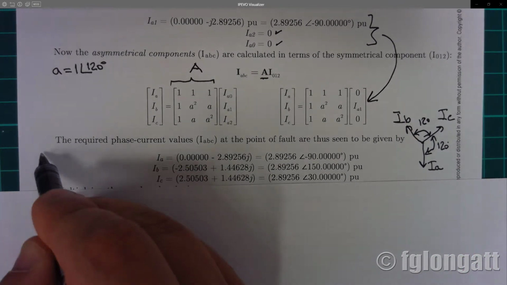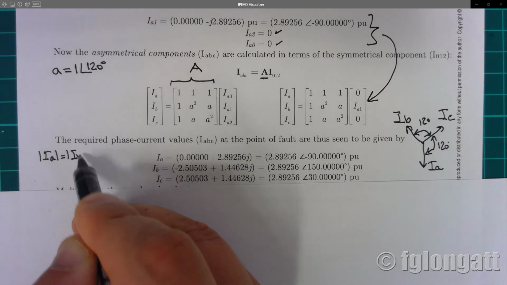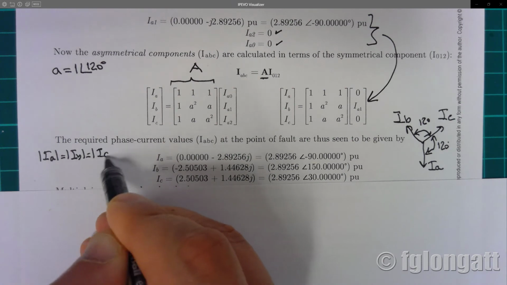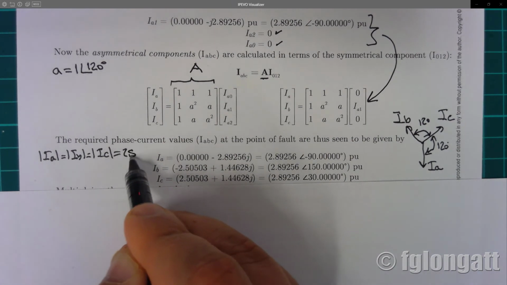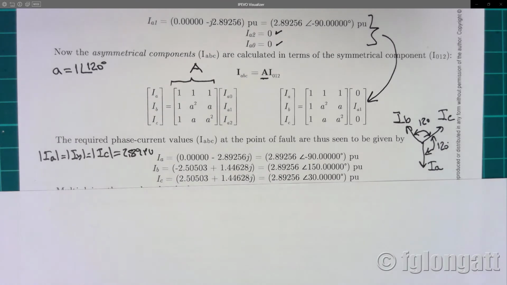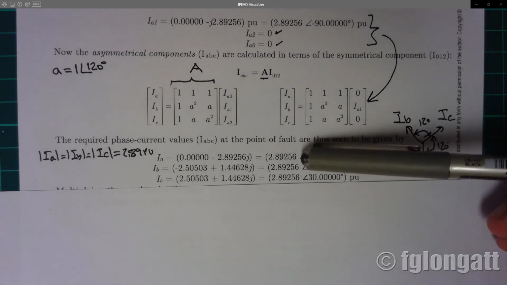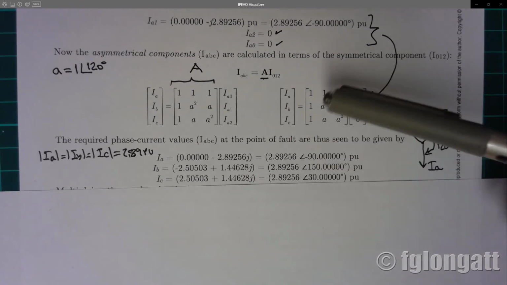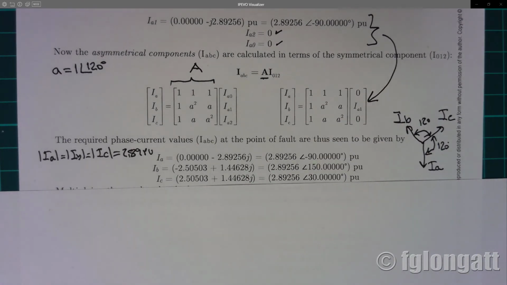What I'm telling you is that the magnitude of A is equal to B, and that is equal to C, and that is equal to 2.89 per unit. What I'm telling you is that we use symmetrical components to calculate a three-phase short circuit. And we are demonstrating that this is a three-phase short circuit because A, B, and C, all of them have the same current, okay?